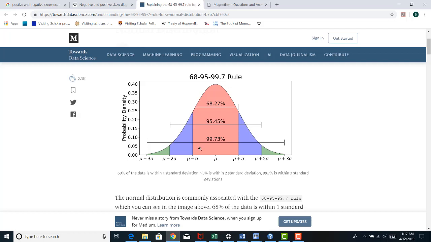A couple things to note here. So the standard deviation, sigma, you see here I have the mean return plus 1 standard deviation and the mean return minus 1 standard deviation. And so this tells me that 68.27% of the entire distribution is between -1 and +1 standard deviations.